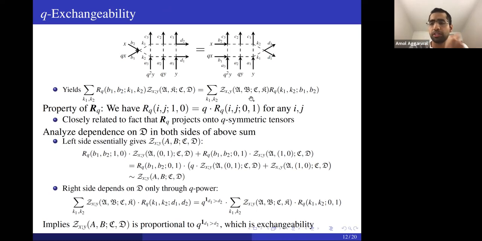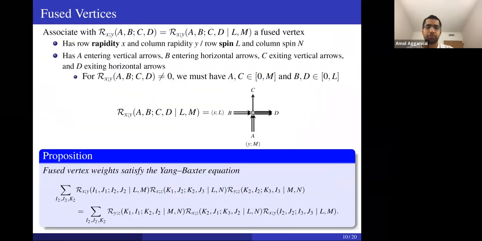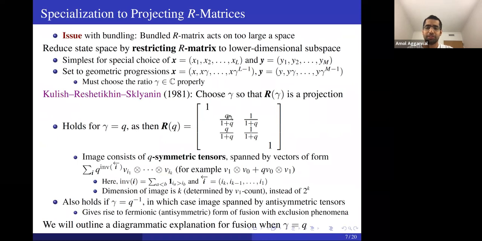And now the property of R_q that's relevant is that if I plug in the spectral parameter u equal to q, then R_q of ij10 is equal to q times R_q of ij01 for any choice of i and j. So regardless of how I pick i and j, you're going to have this equality, and this is basically the statement that R_q projects onto the space of q-symmetric tensors. It's more or less that statement. It's really the statement that this row is q times this column here.